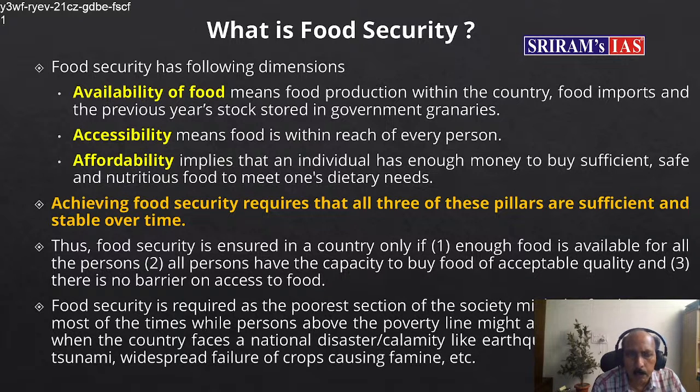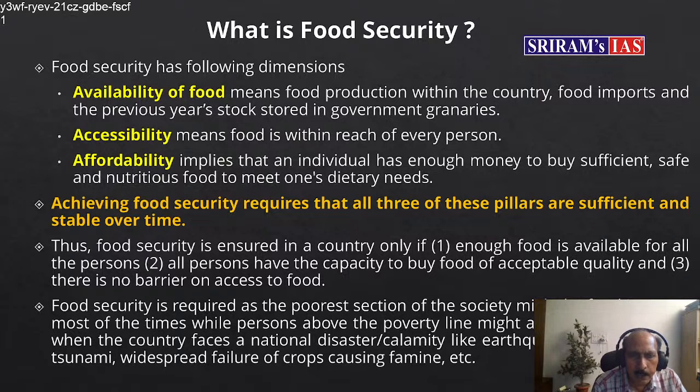That's why accessibility means that food should be within the reach of every person. We have to ensure that within the reach of every person, the food is accessible. Even if the food is accessible, but food is available at an unaffordable price, the poor strata may not be able to buy the food. Therefore, we have to ensure that the food is available at an affordable price.